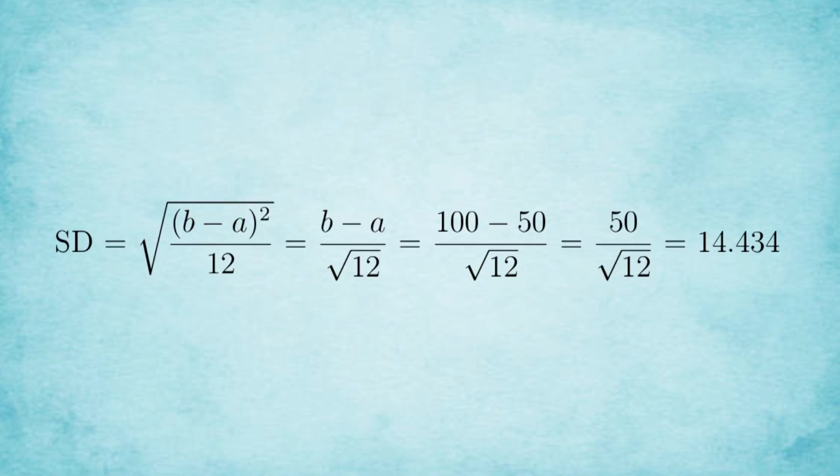The standard deviation of a uniform distribution is given by the square root of b minus a whole square divided by 12, which is equal to the square root of 100 minus 50 whole square divided by 12, which is equal to 50 divided by square root of 12, which is equal to 14.4337.